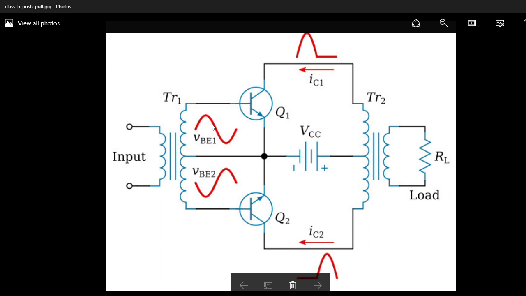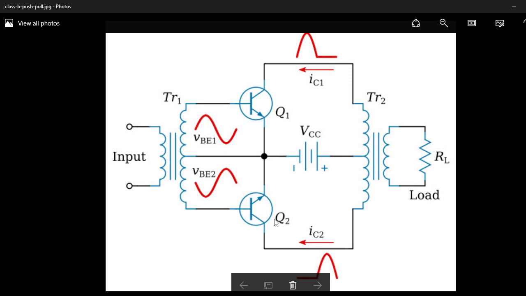Now coming to the working, when the input signal is applied, the center tapped secondary of the input transformer develops two signals, VBE1 and VBE2, which are identical but with opposite phase. The transistors Q1 and Q2 are driven by these two signals. So when V1 is going positive, V2 is going negative. So obviously Q1 becomes on and Q2 becomes off. During the negative half cycle, Q1 becomes off and Q2 becomes on.